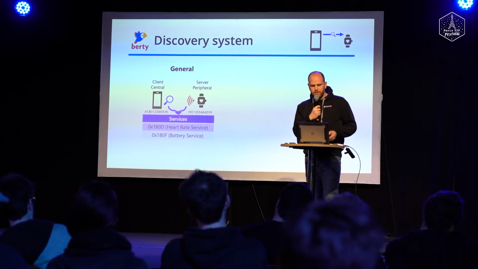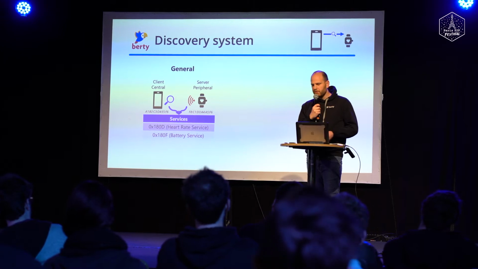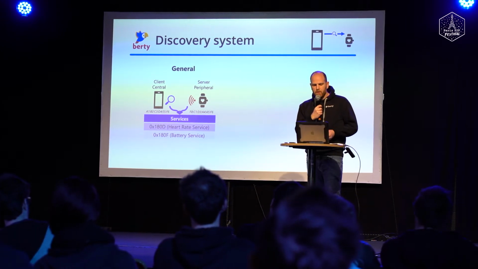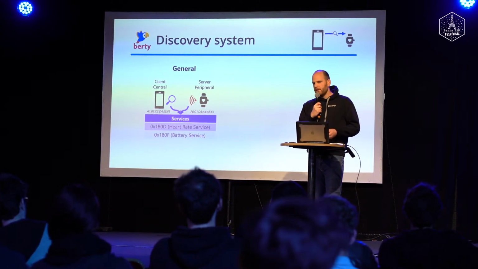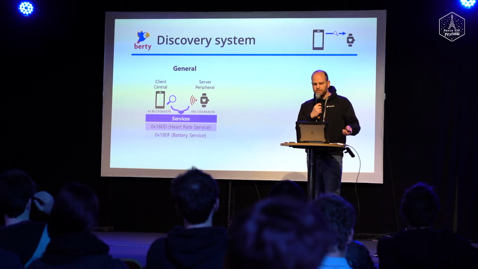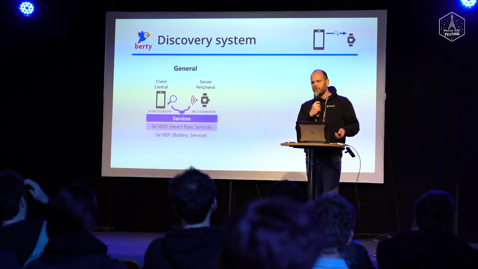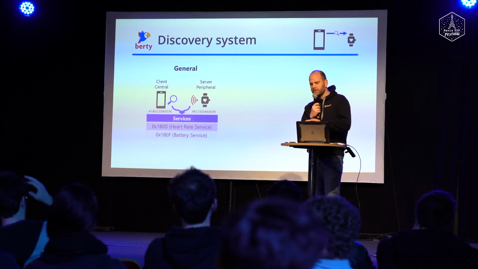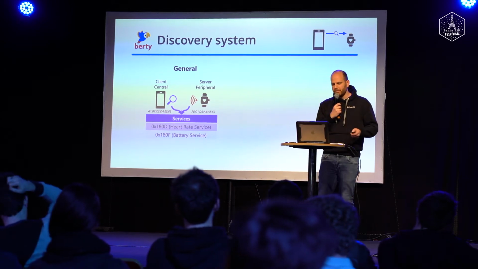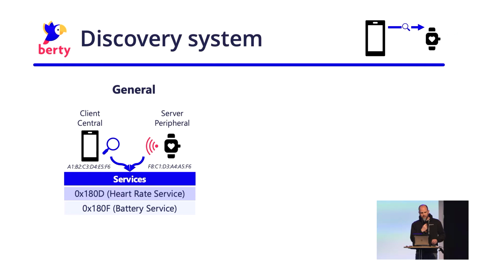And a server, the peripheral device, will advertise some data to be found by the client. And the client will share that data to be connected to initiate the connection. That data is a list of services. For example, for the watch, there are two services, the heart rate service and the battery service.